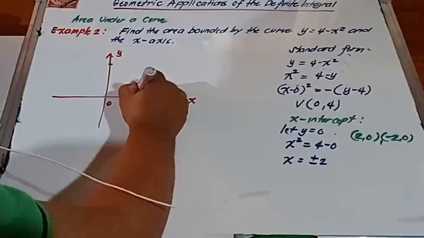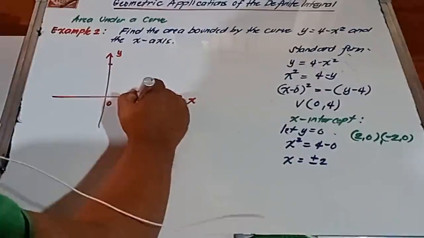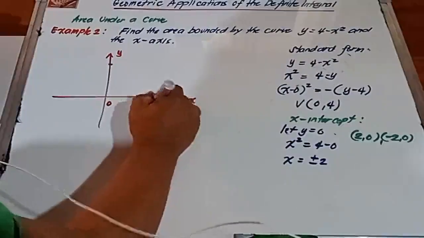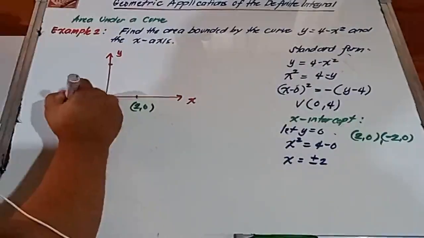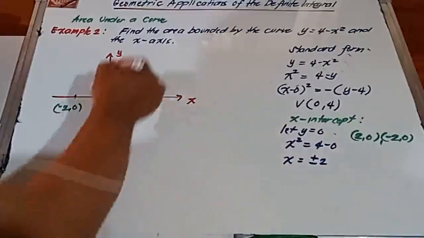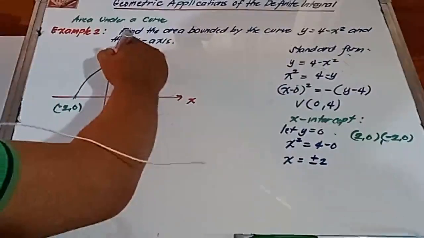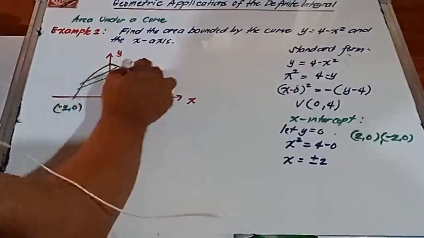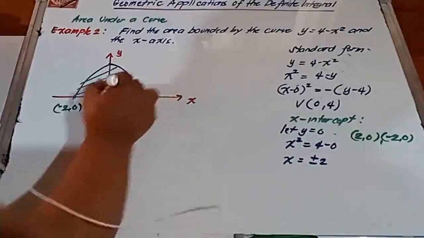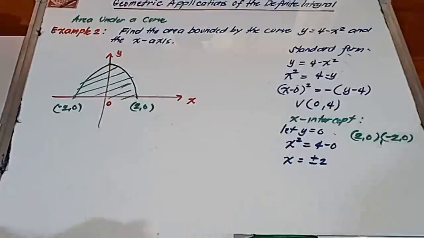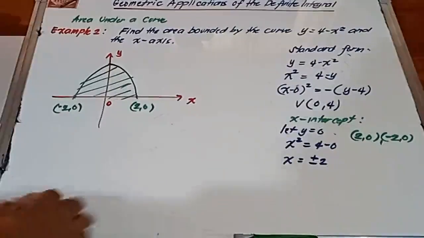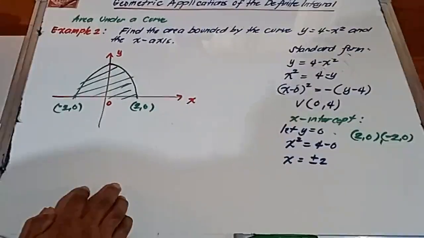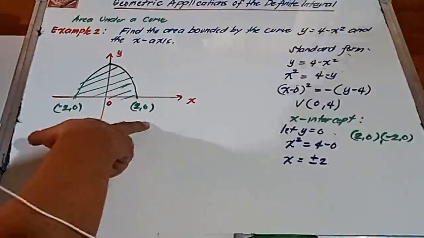Let's say this is 2. Ito yung 2, 0. Ito yung negative 2, 0. Okay? So, papaganito siya. So, ito yung area na kukunin natin. Okay. Yan. So, ibig sabihin, ang interval of x na kailangan natin is from negative 2 to positive 2.